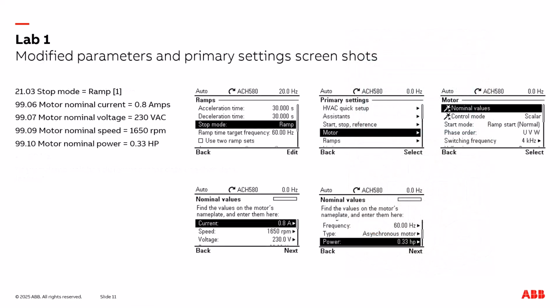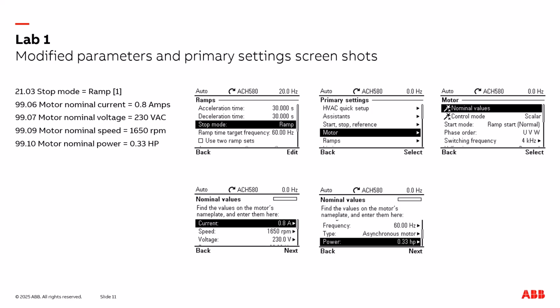Now as we complete lab 1, it's a good time to review and check and make sure your drive is programmed correctly. The best way to do this is to look at the modified parameter list in your drive. As I showed you earlier, that's under main menu, parameters, and modified. The list here on the left, starting with parameter 2103 stop mode, that should be the first parameter in your list, followed by group 99 parameters where your motor data is entered. Your motor data should match mine unless you have a different motor.